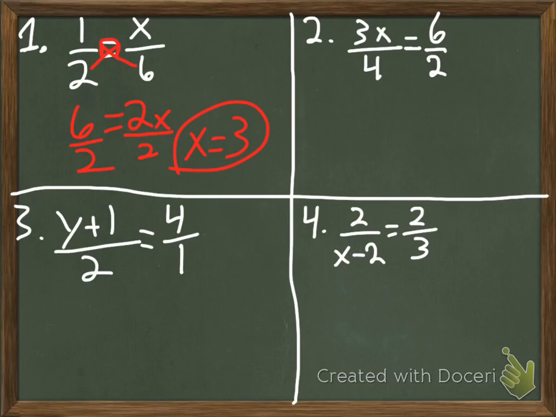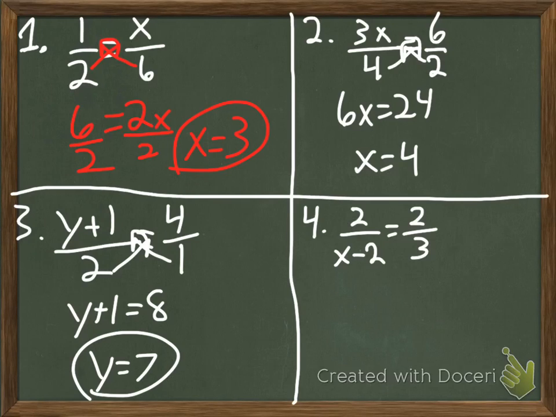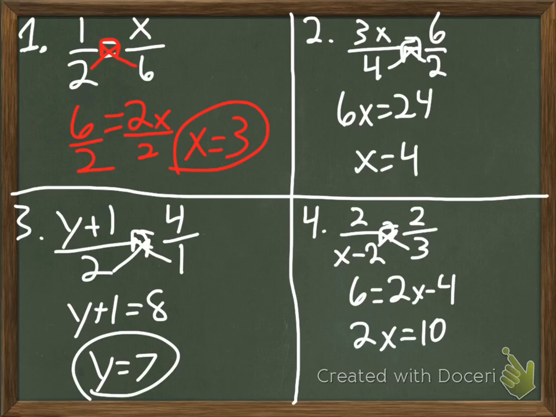Okay, number 2, we get 6x equals 24. So x equals 4. We get y plus 1 equals 8. So y equals 7. We get 6 equals 2x minus 4. 2x equals 10. So here x equals 5. So that's how you solve proportions.